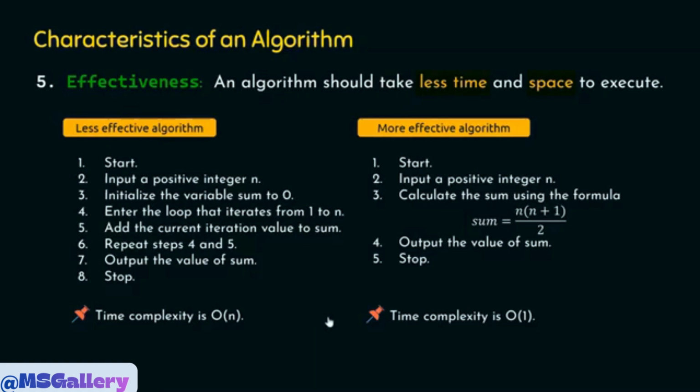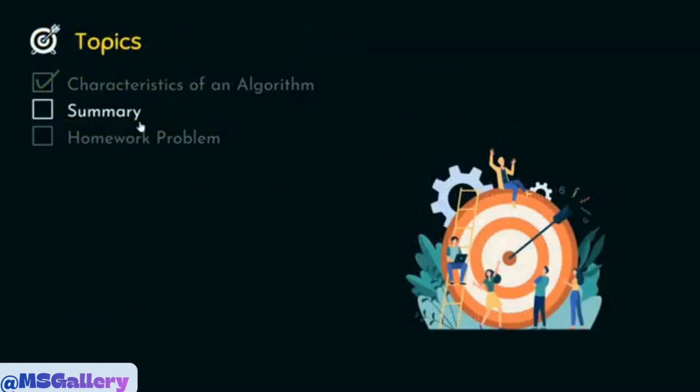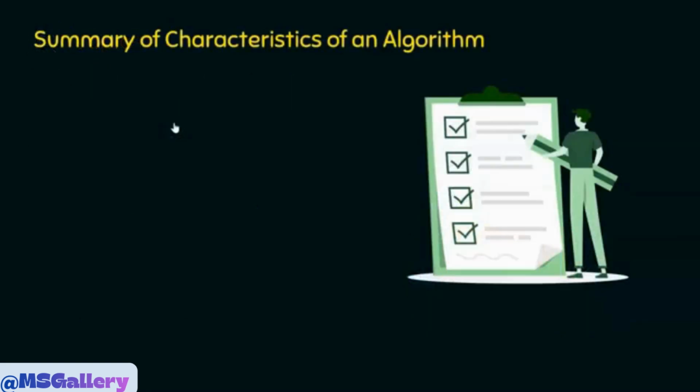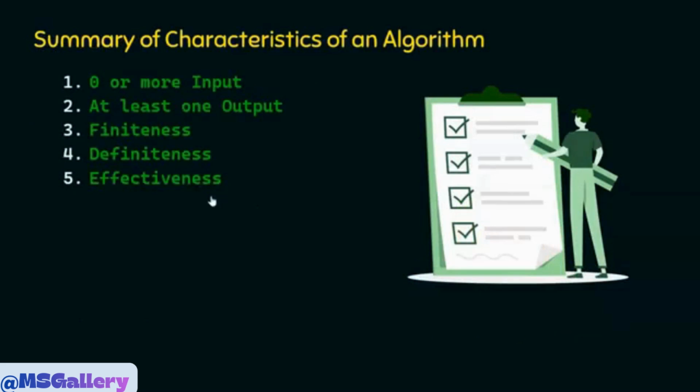Now let's see the entire summary of this lecture. This means all the characteristics in one place. So here is the entire summary. First characteristic is 0 or more input. This means an algorithm can accept 0 inputs or maybe more than 1 inputs.